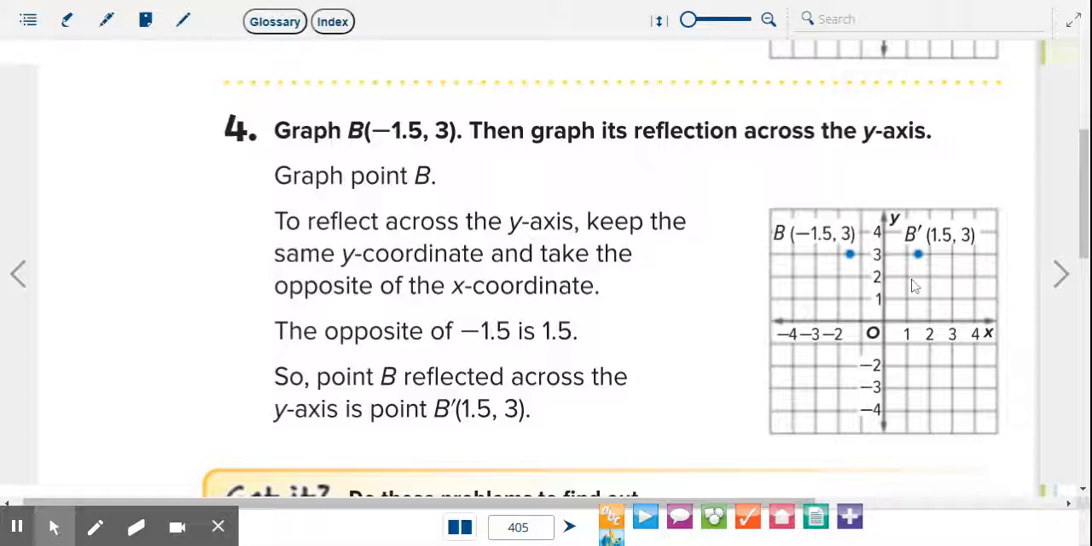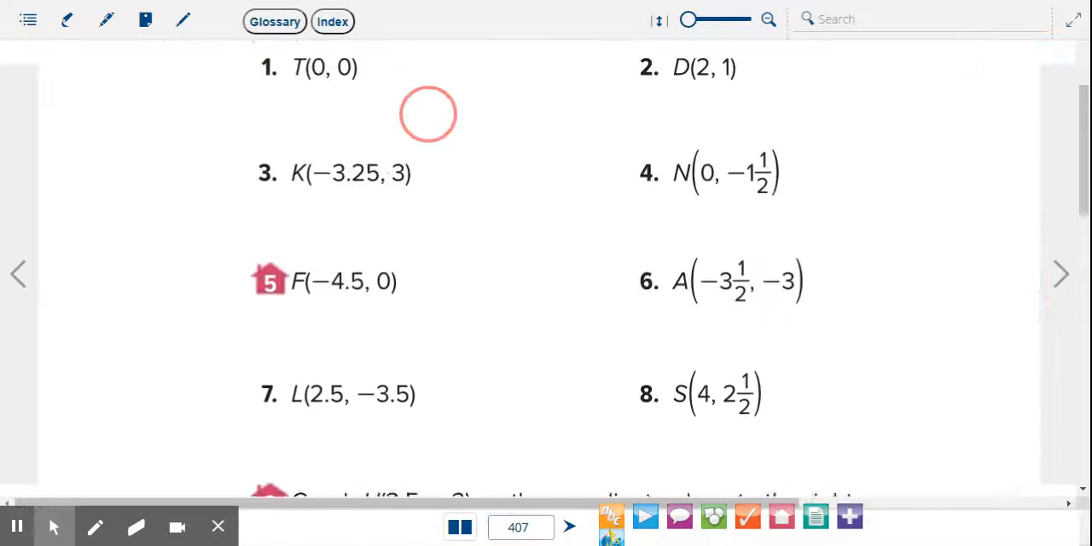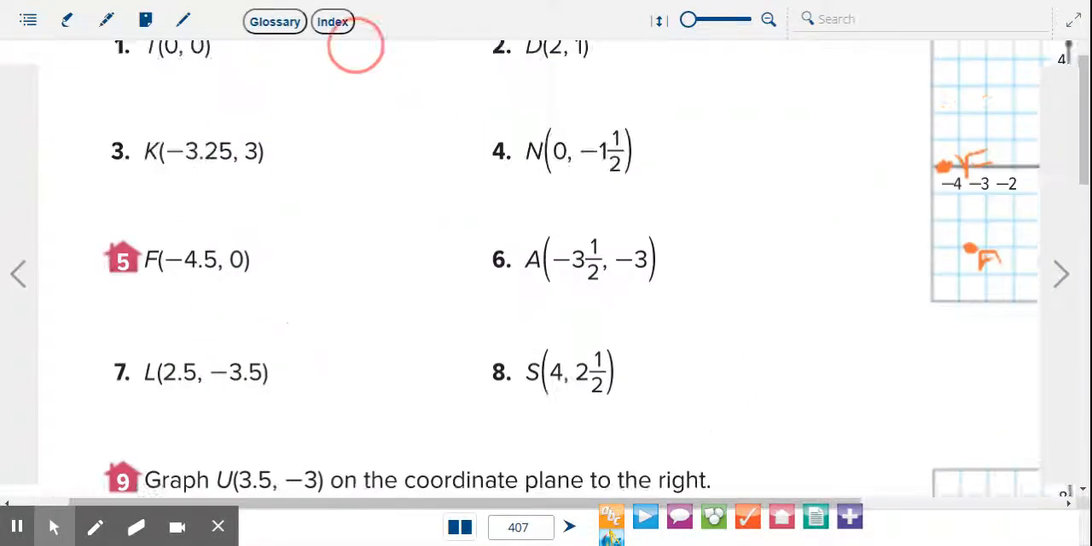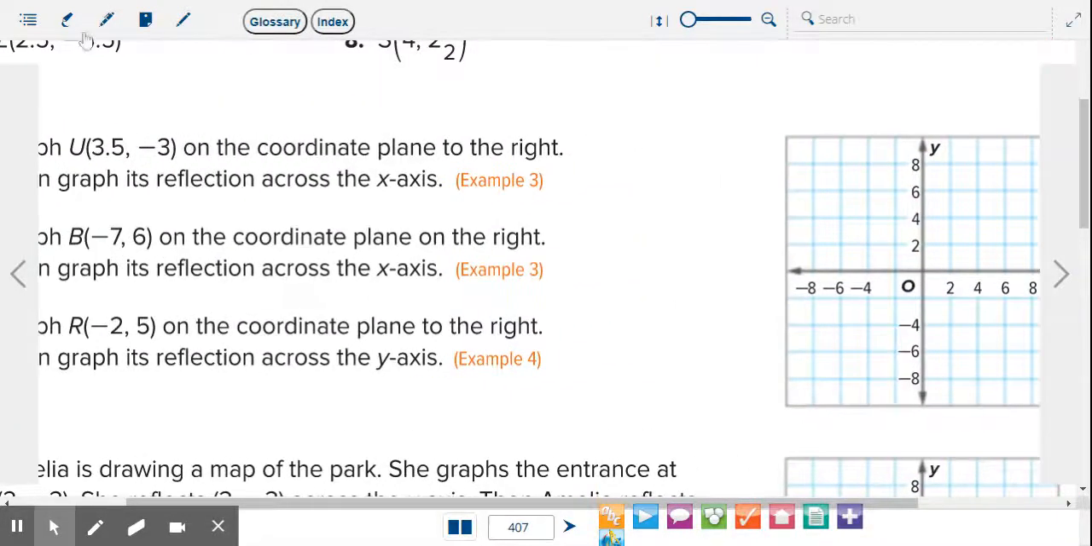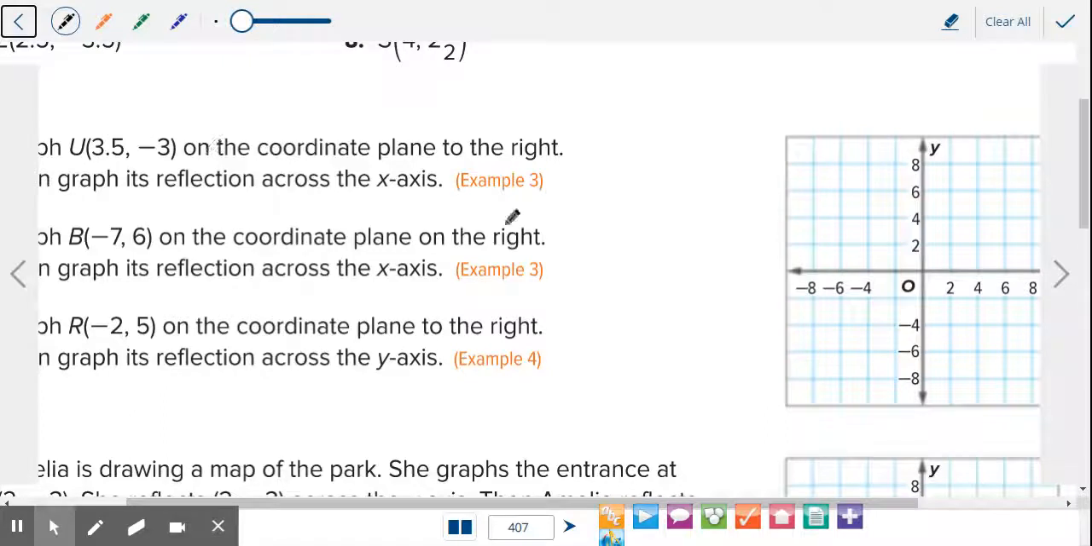So let's jump back over to page 407 again. We're going to do a few of these. There we go. Number 9. Okay. So point U, 3.5, -3, and they want you to plot that point first. So we got to put that point on the graph, point U. So we got 3.5, -3.